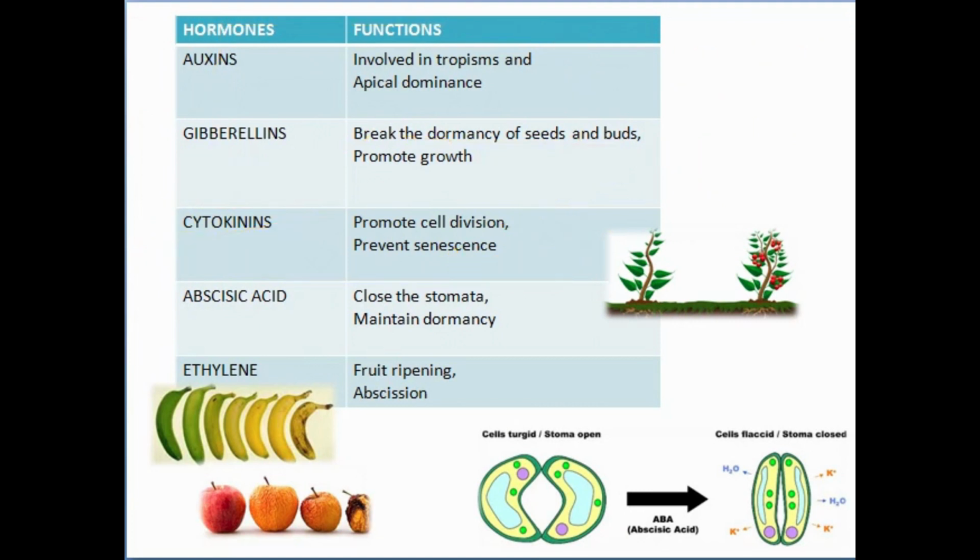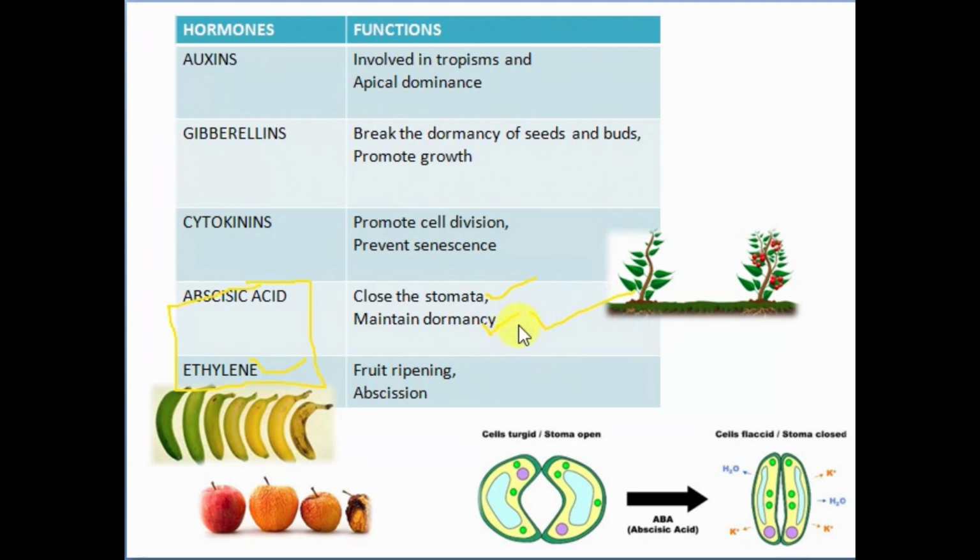Now we'll discuss plant growth inhibitors. These are abscisic acid and ethylene. Abscisic acid will close the stomata and it will maintain dormancy. So it functions opposite to that of gibberellins, because gibberellins break the dormancy, and here it is maintaining the dormancy. The dropping of leaves, fruits, and flowers is because of abscisic acid.